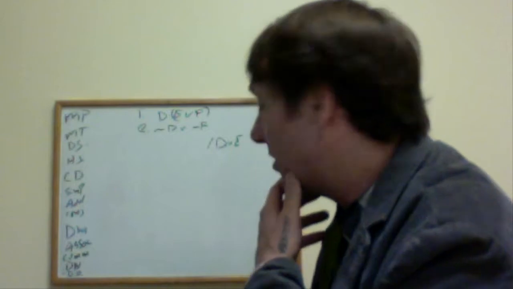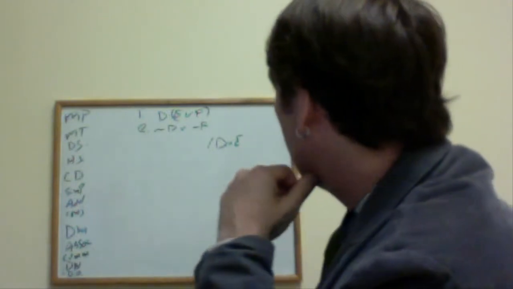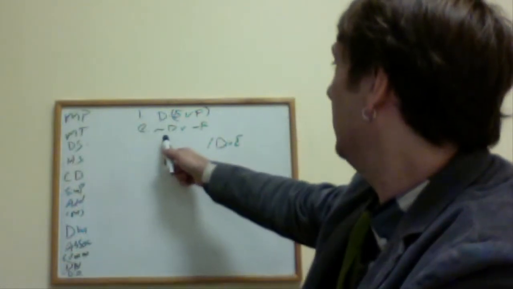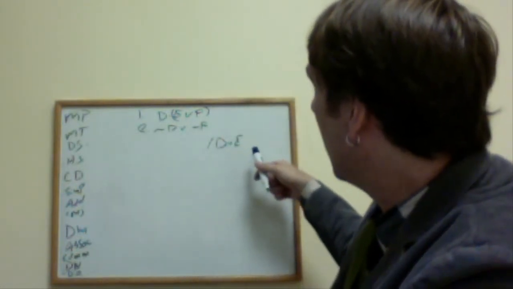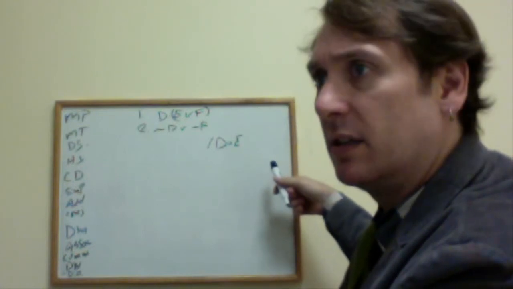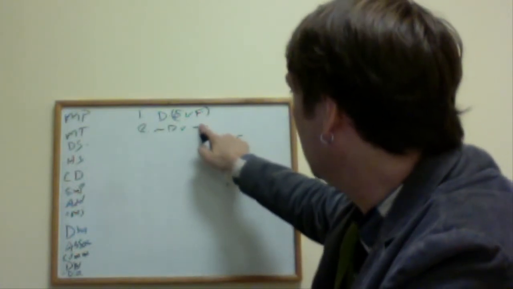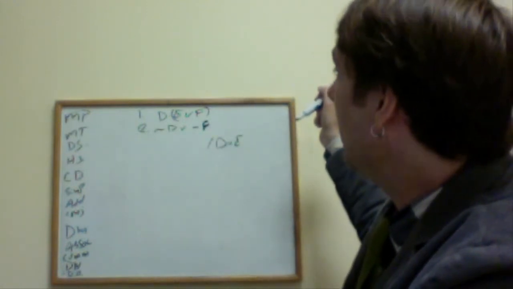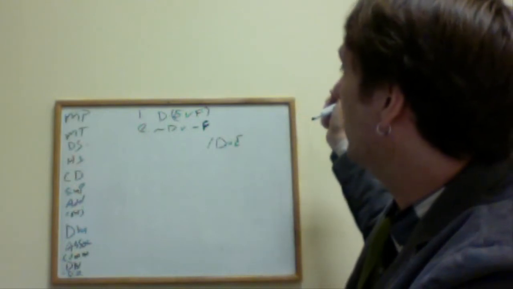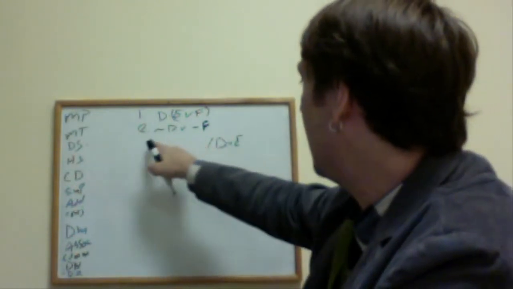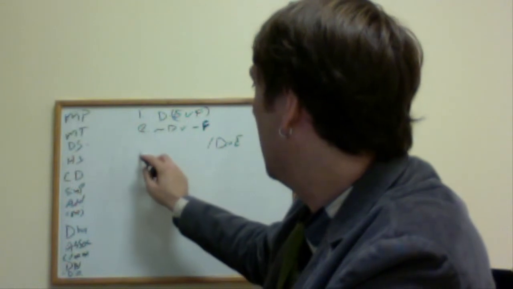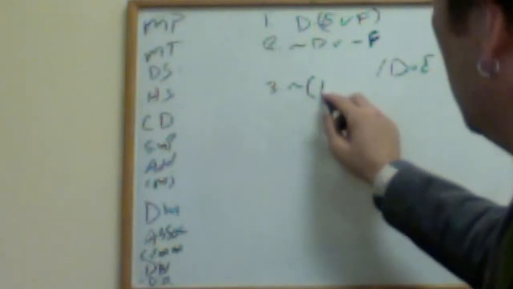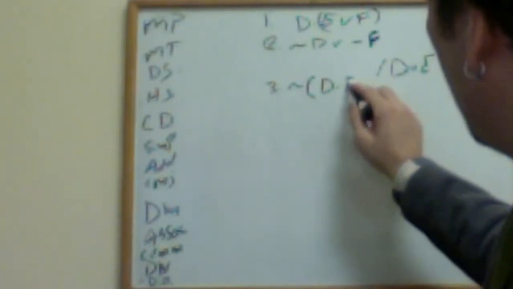Okay, so as always, we want to start by looking at what we can do here. And so we see our tilde D wedge tilde F. That's interesting. And it looks like we can do something with that. So we can use De Morgan's rule on that. So let's just do that simply because we can. So we can get tilde D dot F.